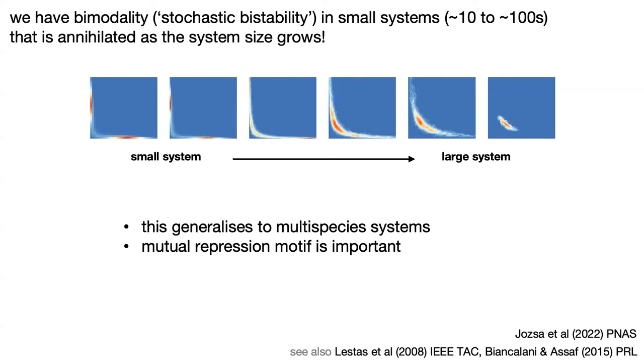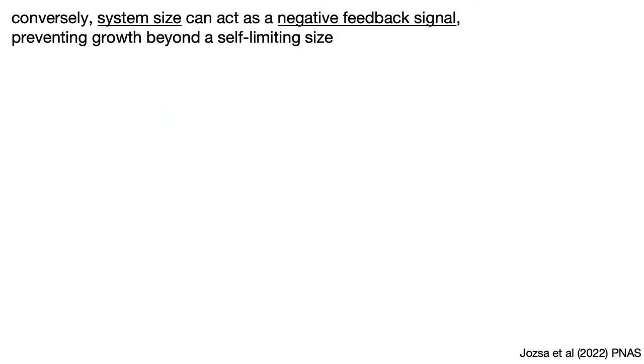What we went into in the paper and what I'm not going to talk about today for time reasons is that this does generalize to multiple species and to situations where the rates are not symmetric. And it turns out that this mutual repression motif is fundamentally important for this behavior to occur. In any case.